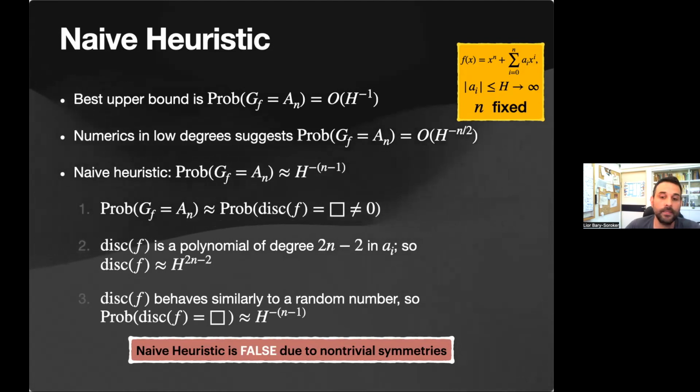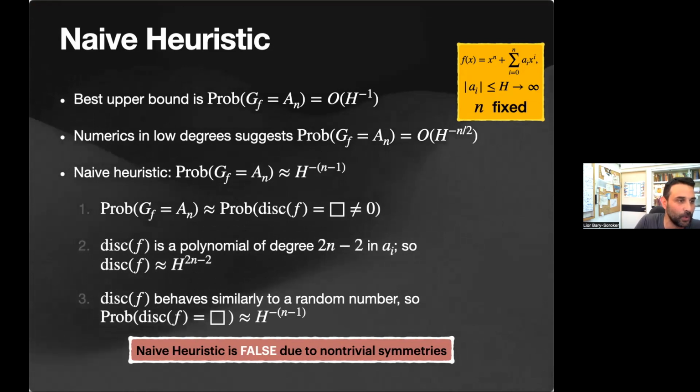It has a lot of symmetries. I saw this naive heuristic in, I don't remember, in a paper or in a talk, and I did it myself also, and it seems very weird that there are so little, if I believe this heuristic, so little polynomials with Galois group A_n.